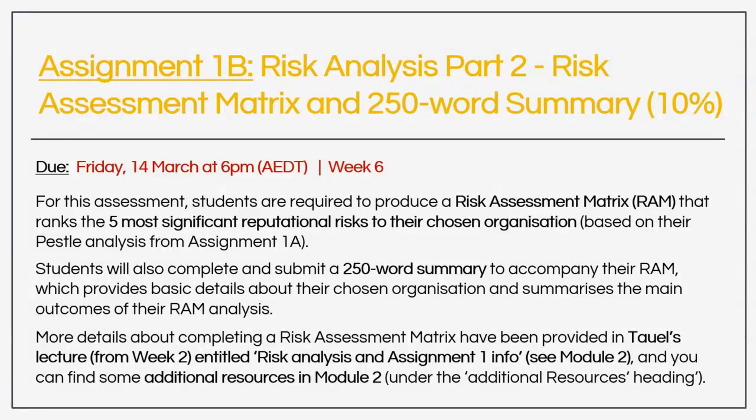But I want to explain this assessment a bit. When you do a risk assessment matrix, or a RAM, we'll call it, you are required to rank the 5 most significant reputational risks to the organisation that you focused on in assignment 1A. So you would have picked an organisation for assignment 1A and done that initial analysis where you looked at different types of potential reputational risks based on your research into the organisation, and you've identified them and explained why they might be risks.